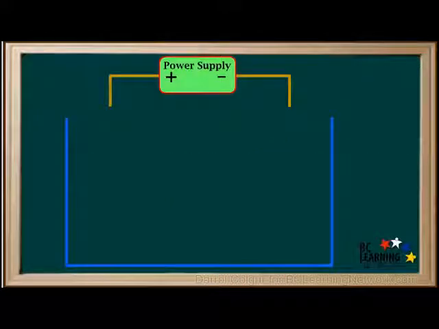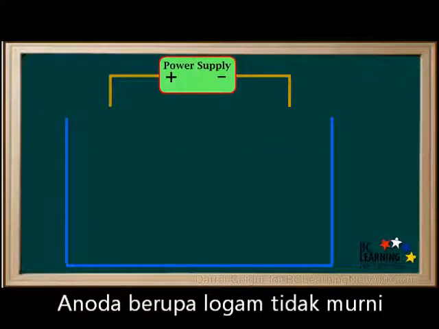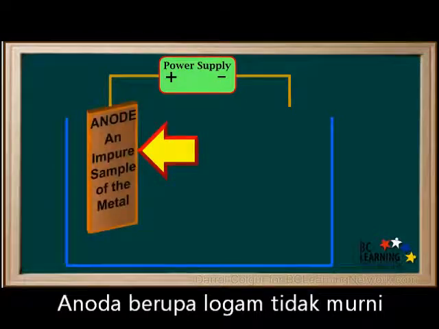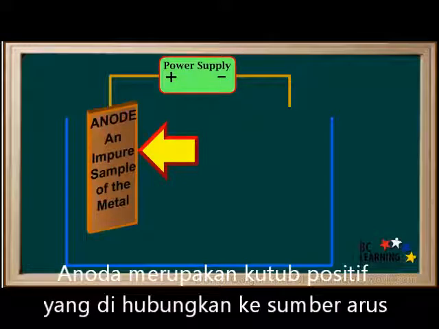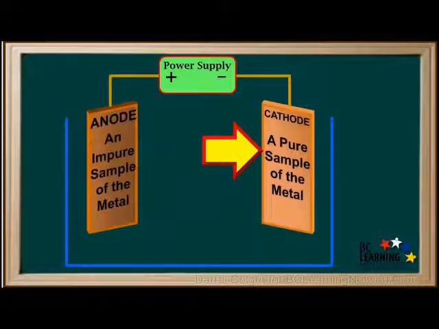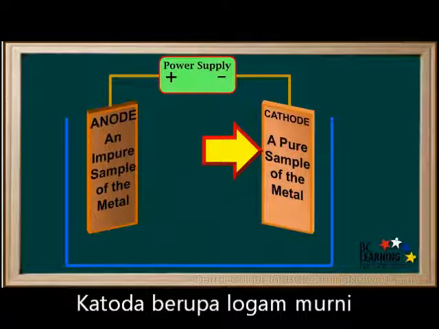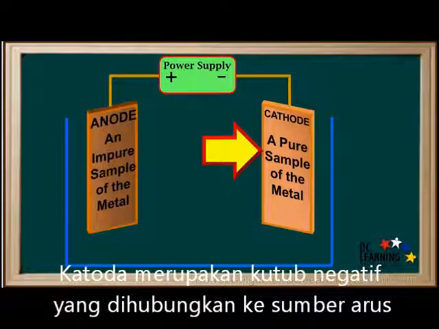The most important thing to know for electrorefining is the anode is an impure sample of the metal we want to refine. Remember, the anode is connected to the positive terminal of the power supply. And the cathode must be a pure sample of the metal we want to refine. Remember, the cathode is attached to the negative terminal.